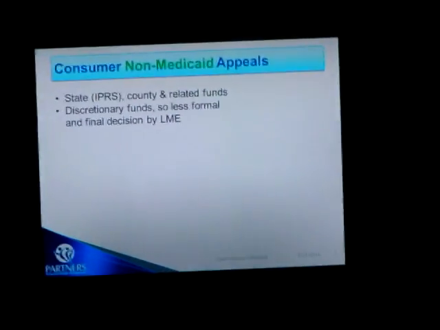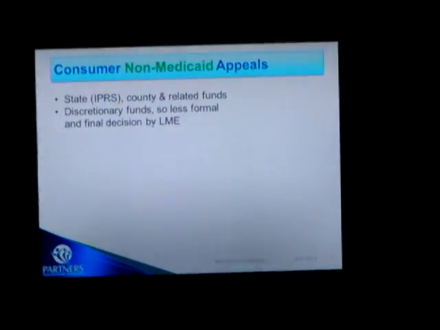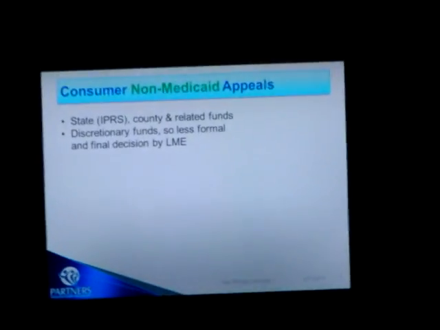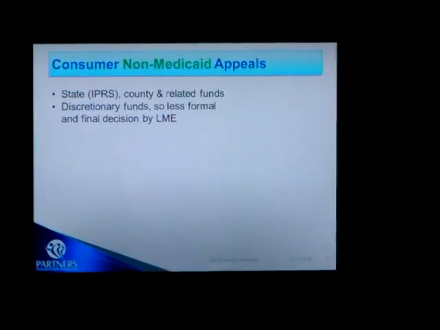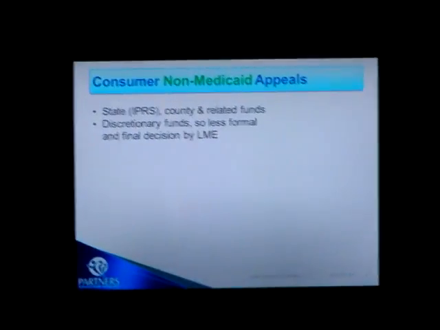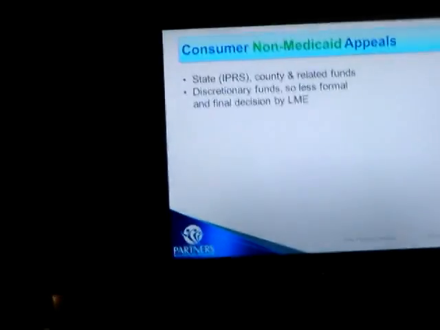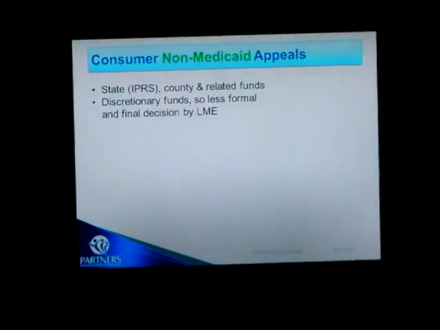Again, this is state, county, and other funds. These are considered more discretionary funds. When we talk about entitlements, these are discretionary. It has been held by law that we have a lot more control and discretion as to how these funds are used, and as a result, the process is a little less formal, and the final decision is actually made by the LME, but it does have an outside touch.